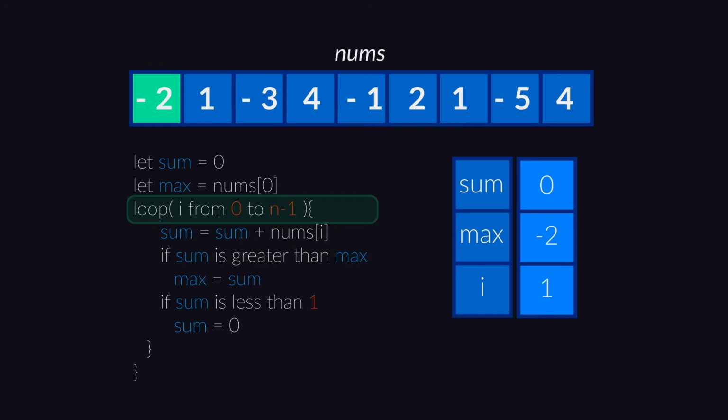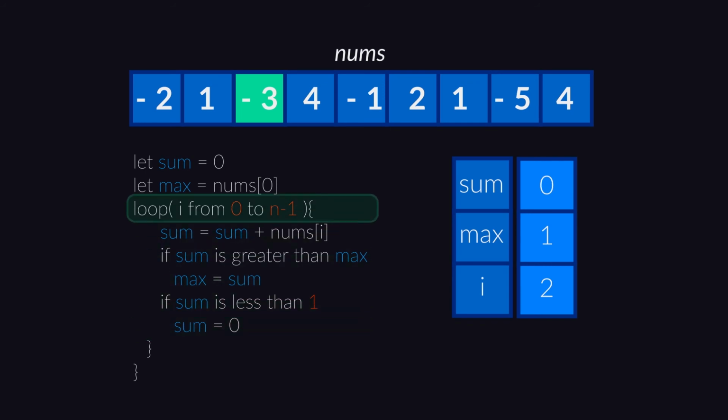i becomes 1 now. Sum equals 1 because the previous value of sum was 0. Now 1 is greater than -2, so we change the value of max to 1. 1 is not less than 1, so we jump to another iteration of i where i equals 2. Sum equals 1 plus -3 equals -2. -2 is not greater than 1. -2 is less than 1, so sum equals 0.